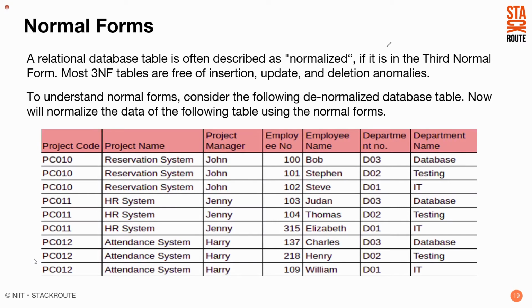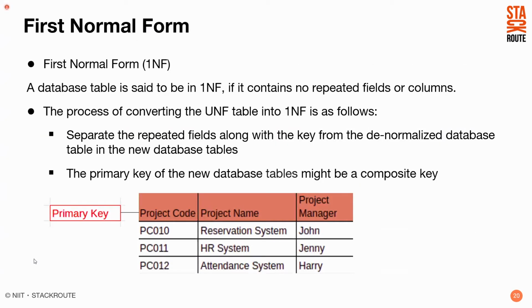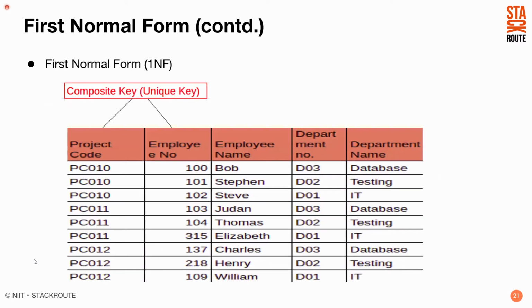I'll show you. So this is a table. Guys, please pay attention. This is a table with some 7 columns. We have divided it into 2 tables. One table consists of only project details. The other table consists of employee number, employee name, department number and name, where I am referring each employee only with project code. Shall I continue?